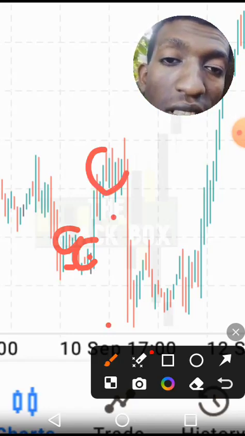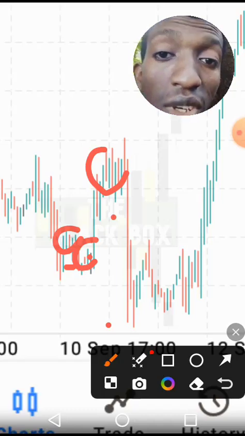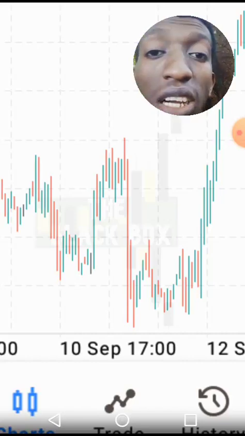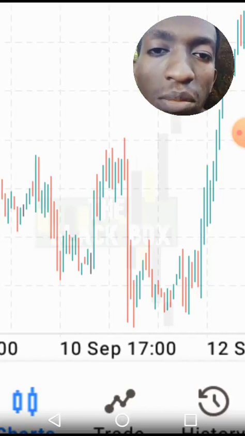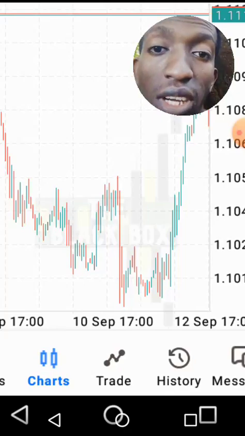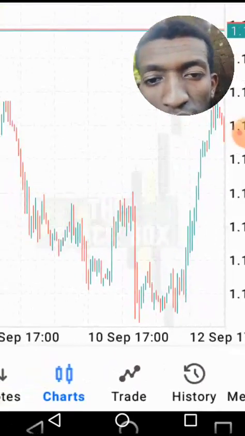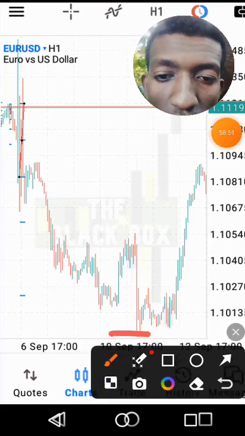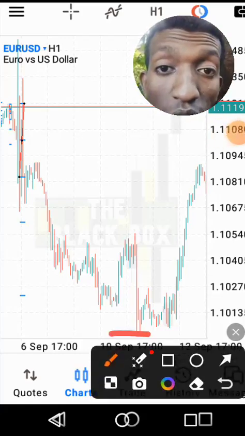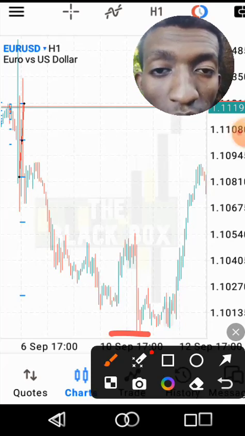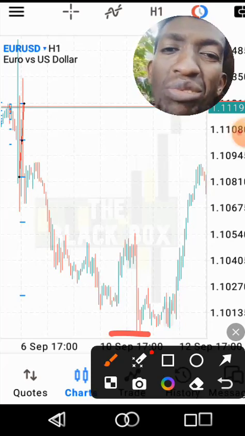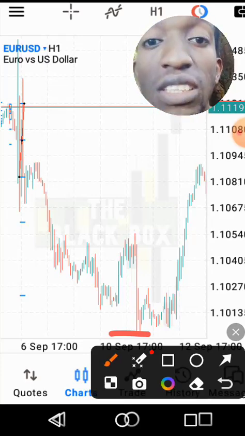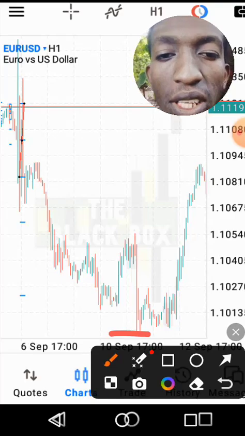TP2, take partials. TP3, that's where you take partials too, right? Partials means half. You can take half of your trade amount. Then finally it collapsed. As you can see, it went down more and gave us more profits. If you want, you can get out at TP2. That is even best.